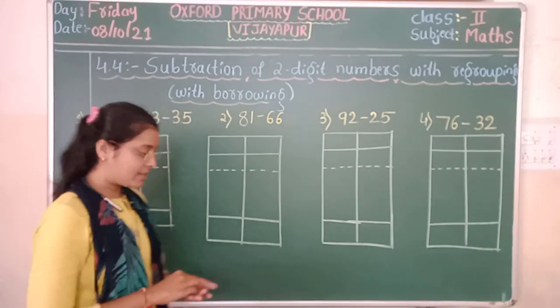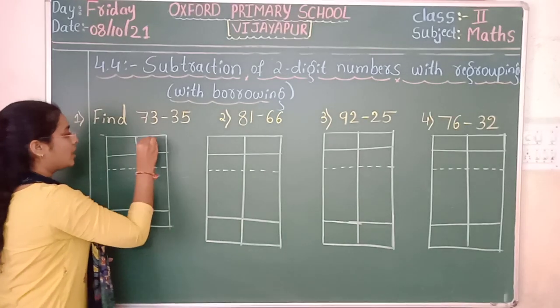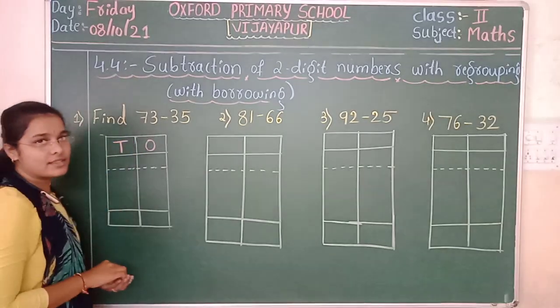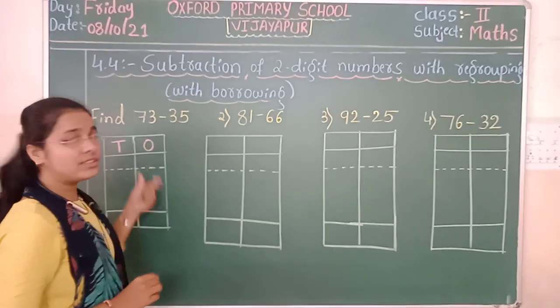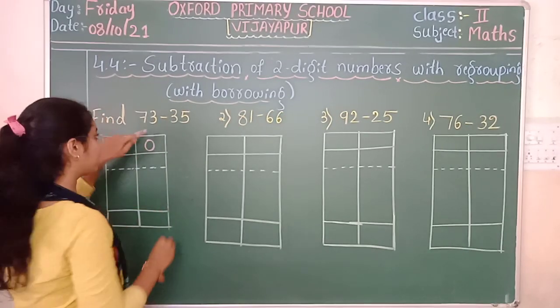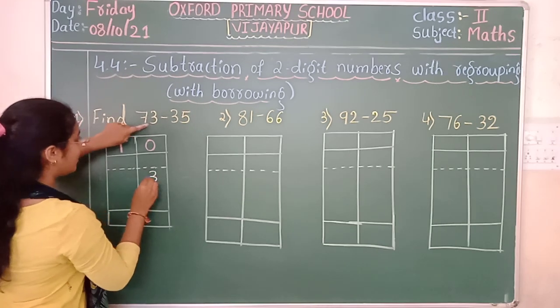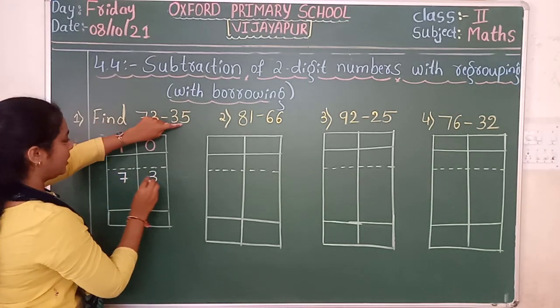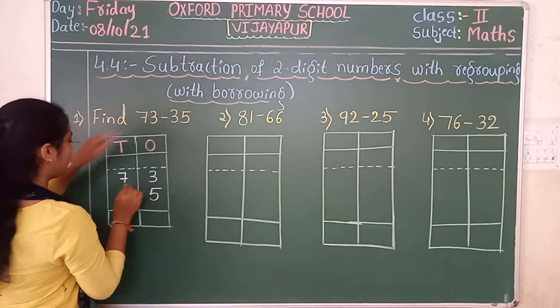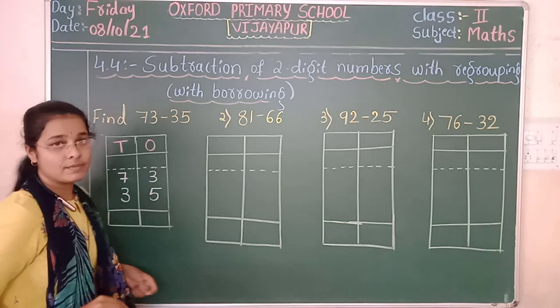First, what we will do? We will write the places. Which are the places? Ones and tens place. Next, we will arrange these numbers in a column. First, 3 in the ones and 7 in the tens, then 5 in the ones and 3 in the tens place.